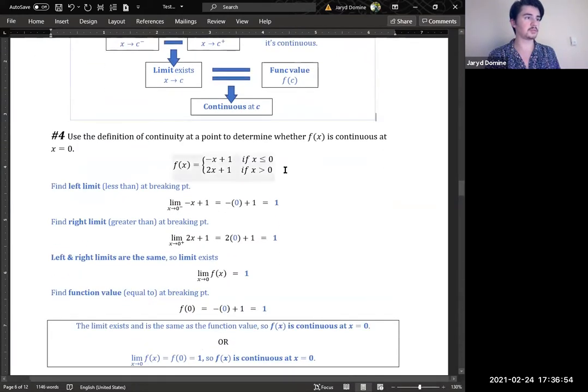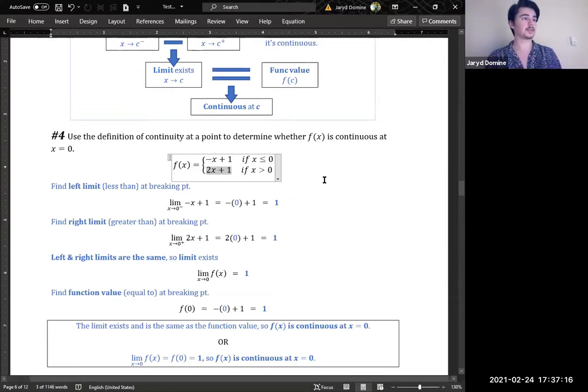So for this problem, we are given this function. This is called a piecewise function. So essentially you have two different cases. For x values less than 0, this is the function we use, minus x plus 1. For x values greater than 0, we use 2x plus 1.